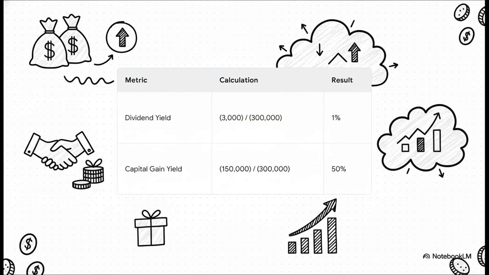Let's say you bought 3,000 shares at 100 each, and then you sold them later for 150. First, we'll calculate the dividend yield. We just take the total dividend you received and divide it by what you originally paid.